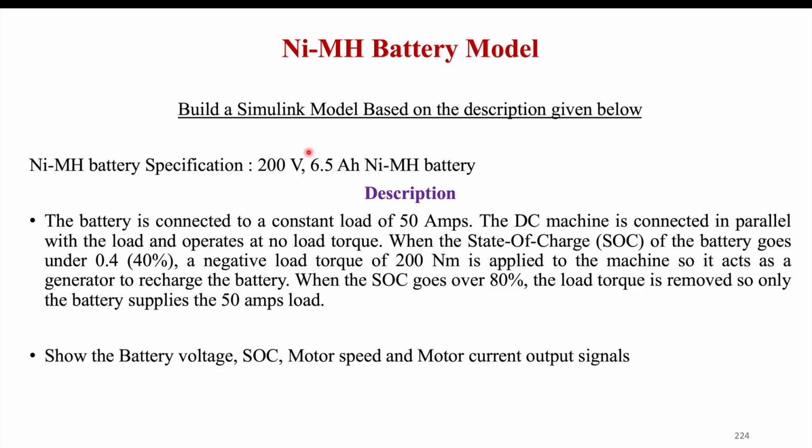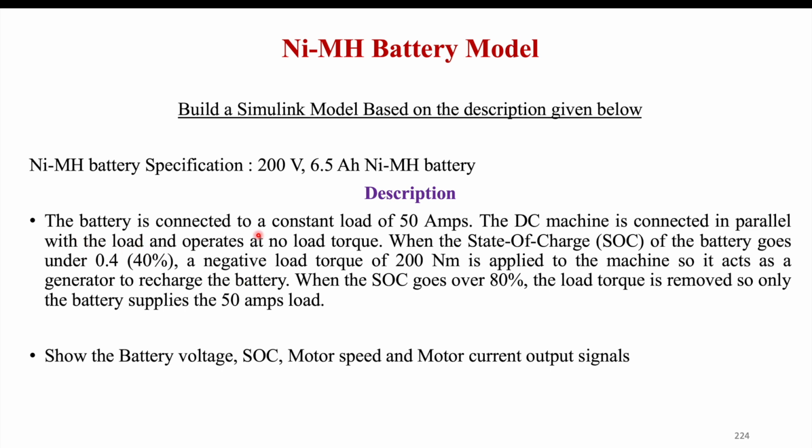Hello everyone. In today's video, I am going to design a real-time Simulink model that demonstrates regenerative braking and battery management using a nickel-metal hydride battery, that is the NiMH battery. Here you can see the NiMH battery specifications: 200 volt, 6.5 ampere hour. Here you can see the description.